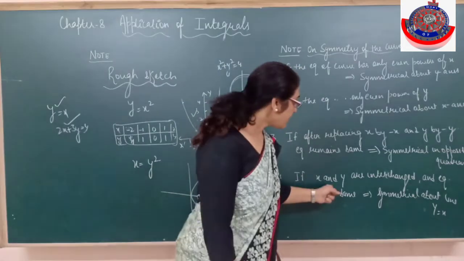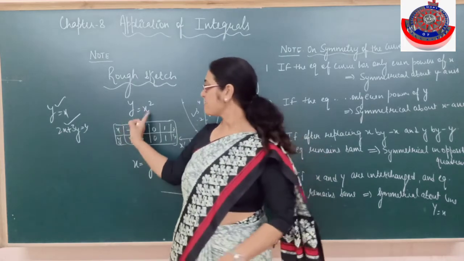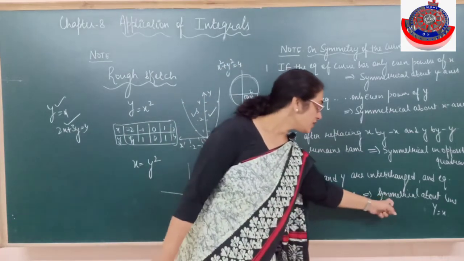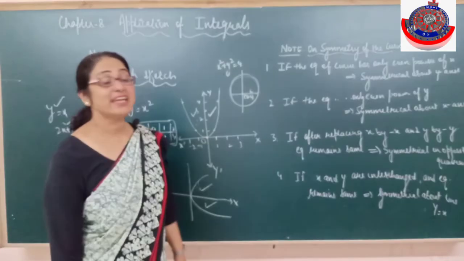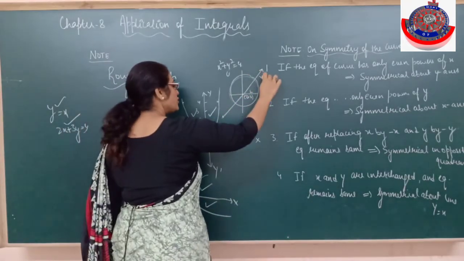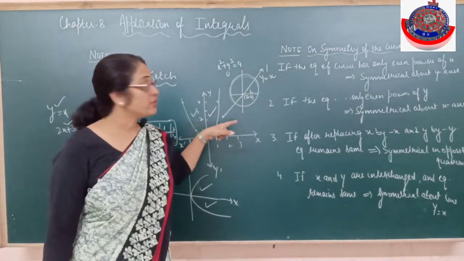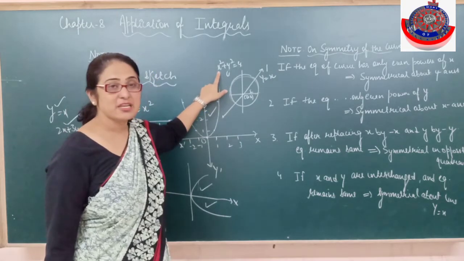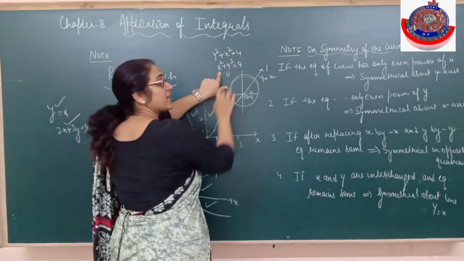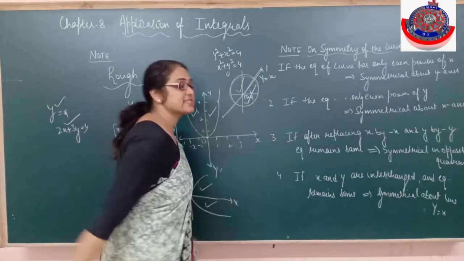Is it clear? If x and y are interchanged, if x becomes y and y becomes x, and the equation remains unchanged, it is symmetrical about the line y is equal to x. How does the line y is equal to x look? Like this, passing through the origin. You have done straight lines and plotting in class 10. y is equal to x is a line which passes through the origin. If in this question I replace x by y, and y by x, did the equation change? No, it did not. So it is symmetrical about this line. The area on one side of this line will be the same as the area on the other side.